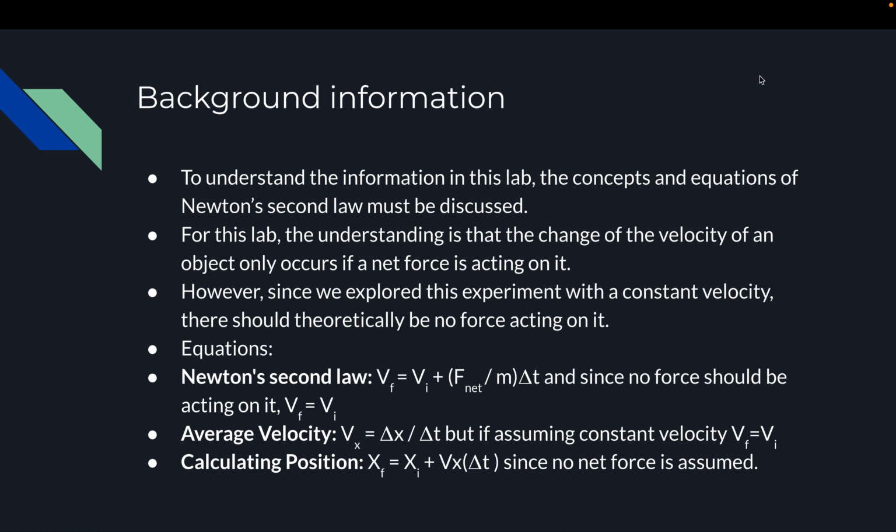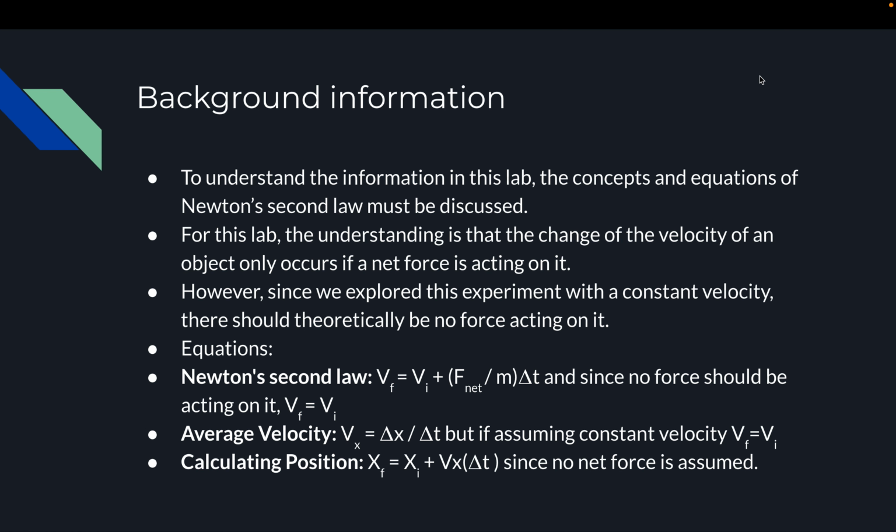For some background information, the concepts and equations of Newton's second law must be discussed and understood. In this lab, the understanding is that the change of velocity only occurs if there's a net force acting on it. However, since this lab is at constant velocity, we are assuming that no force is technically acting on it. So the equation, Newton's second law, is v final equals v initial plus F net over m times delta t, and since no force should be acting on it, F net would be 0, so v final is equal to v initial.